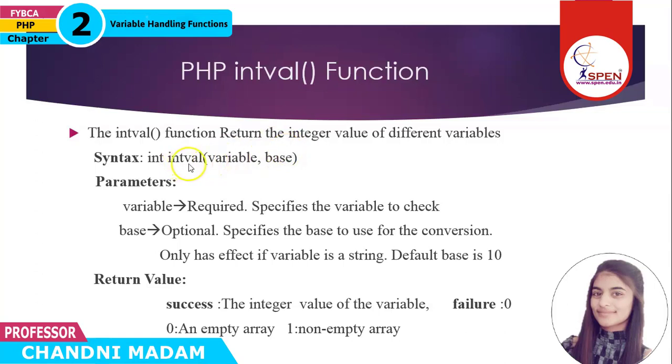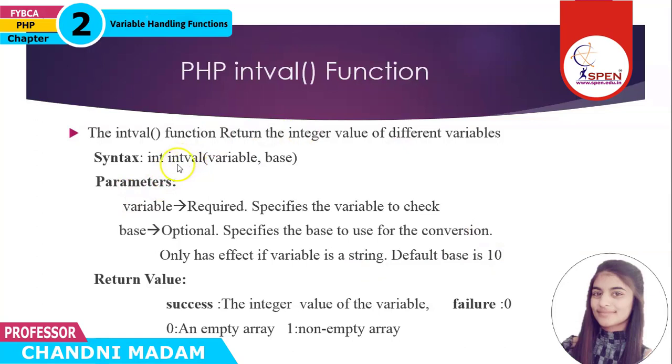Here intval function has two parameters. First is variable and second is base. Here variable is what you want to convert into integer type, and base is used for converting it into the integer value. Here base is mainly effective when your variable is string type, and the default base is 10.